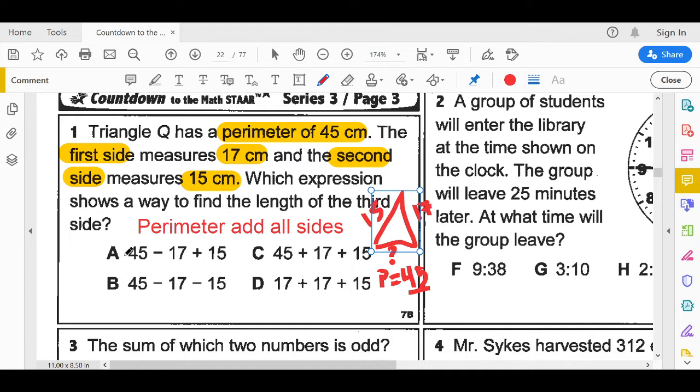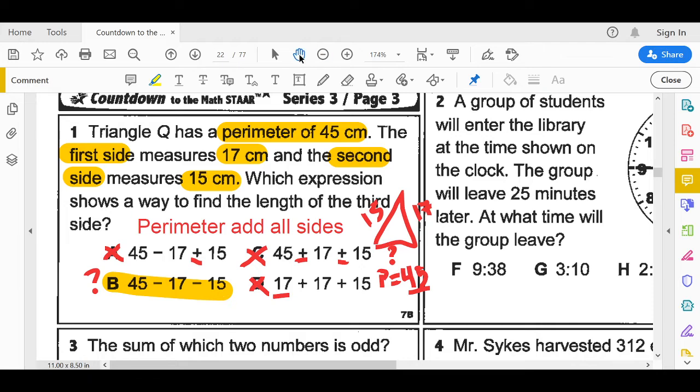So let's start. Letter A, we have an addition here, so that's not a good option. Letter B, 45 minus 17 minus 15. This might be the right answer. Maybe we already found it. Letter C, it is addition and addition, so it will not work. I'm going to cross it out. And for letter D, they are adding the 3 sides. So it means they already are showing another number here that we don't know where they took it from. So that cannot be a good answer. So for number 1, we already found the answer. That should be letter B.